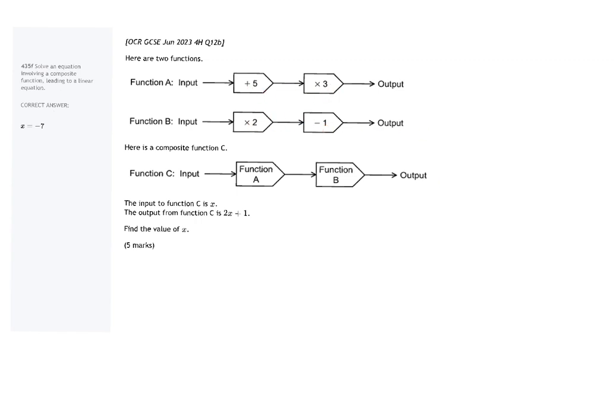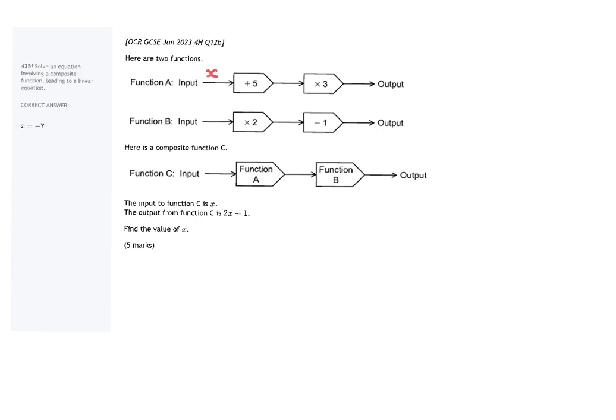Now it says the input of C is x, so that means x goes in here, and the output is 2x plus 1. And it says find the value of x. Well, if x goes in here and C is made up of A plus B, basically x is going into this bit here. So the first bit we're going to do is actually write it on. I can say, okay, x is my input here. If x goes in, what happens?